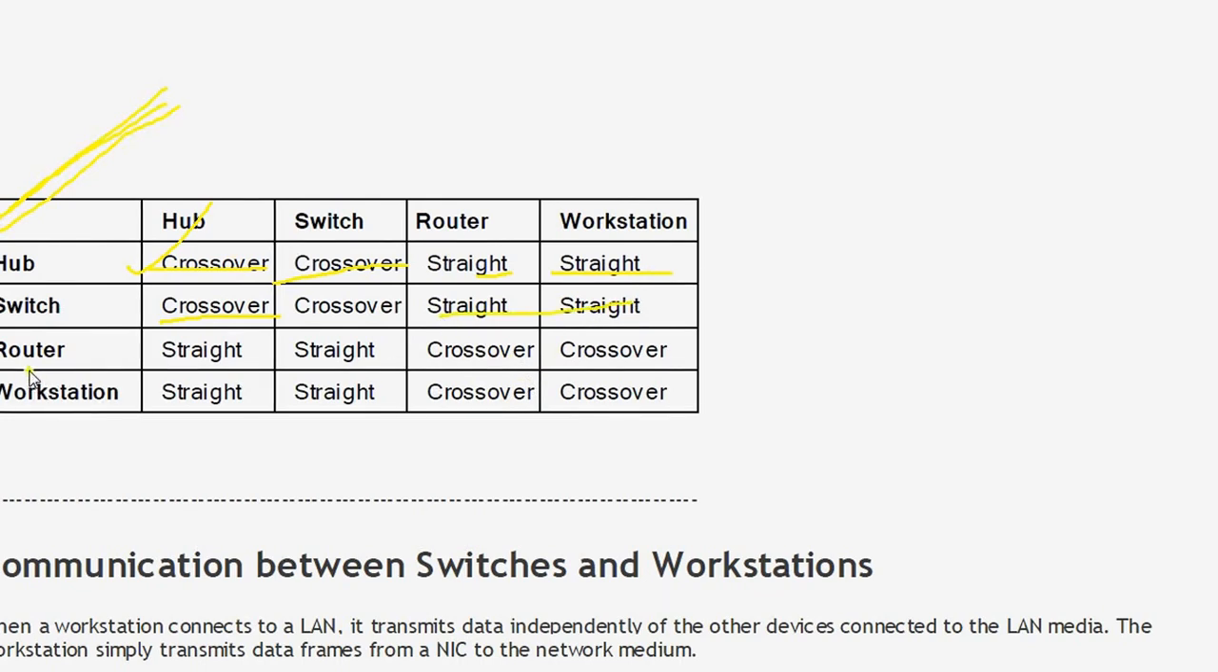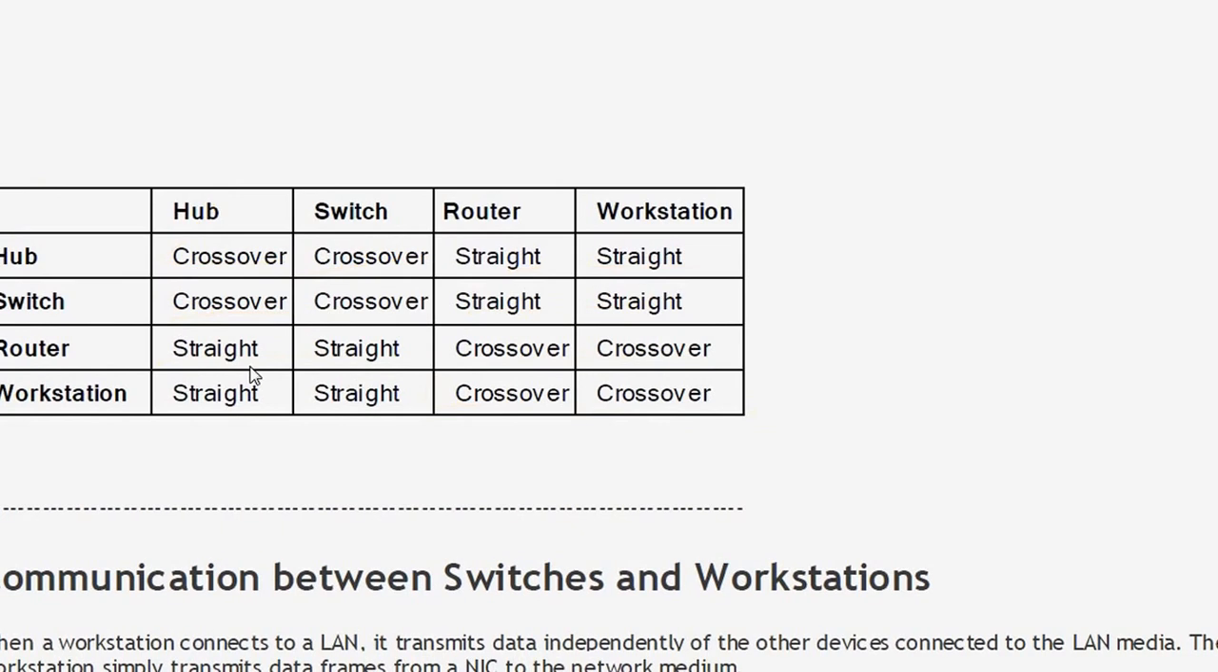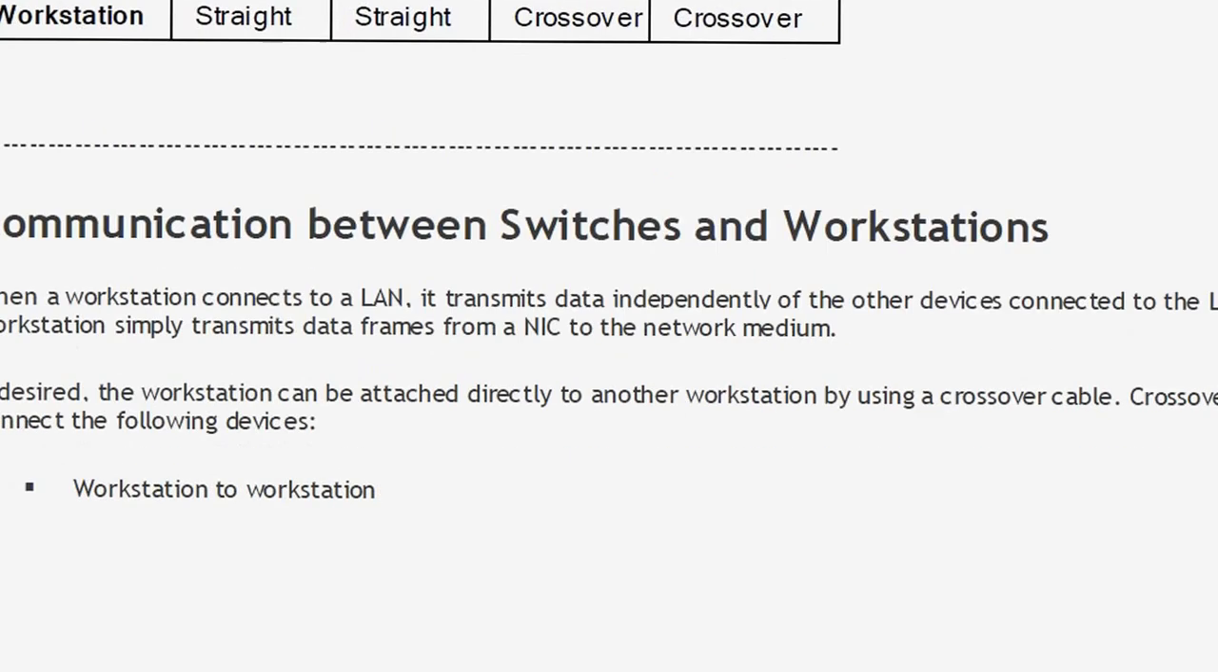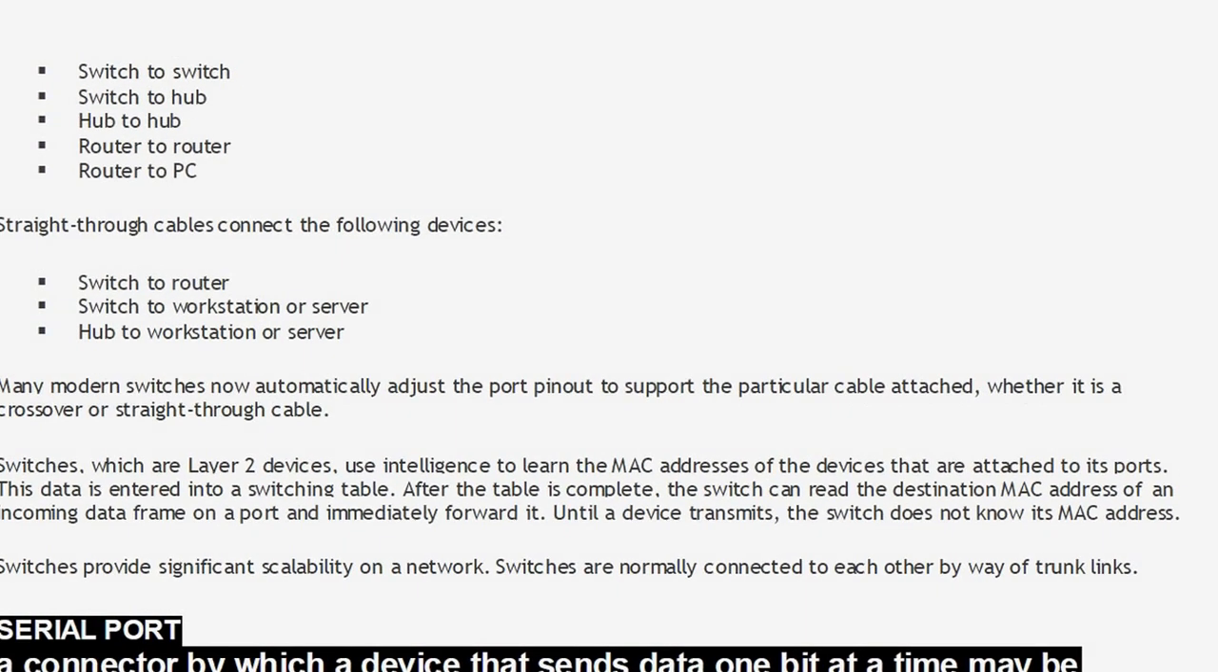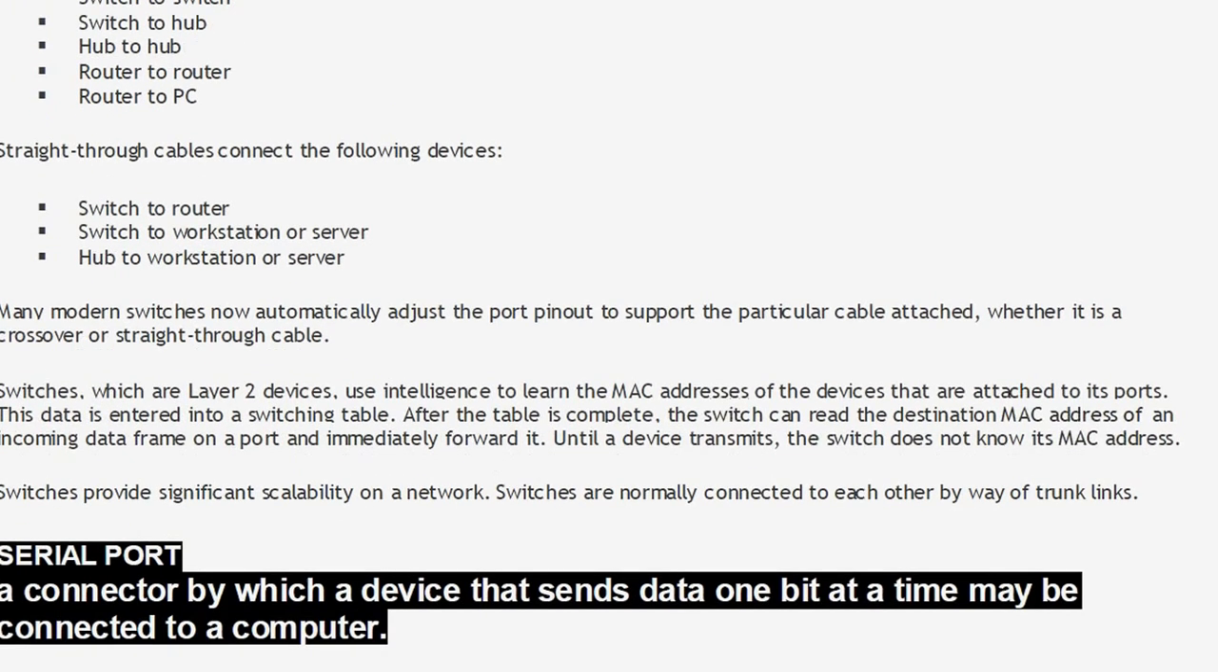To connect a router to a hub or switch we use straight cable. To connect a router to a router or workstation we use cross cable. To connect a workstation to a hub or switch we use straight cable, but to connect a workstation to a router or workstation we use cross cable. So in this way we use different configurations to connect various devices.